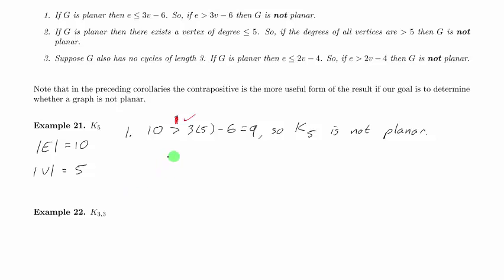Let's try the second part, see what we can say there. Well, here, the degrees of all the vertices are equal to 4. Looking back at K5, we have each vertex with an edge going out to all of the other 4 vertices. So we have all degree 4 vertices. So that means that that part is going to be inconclusive.